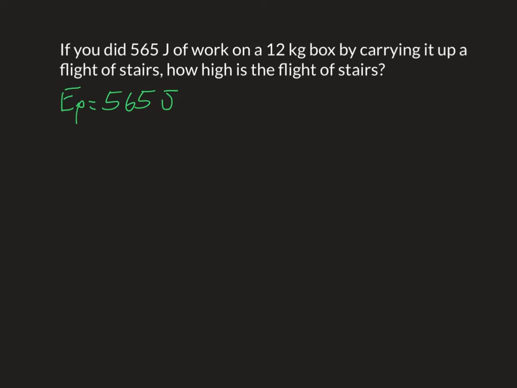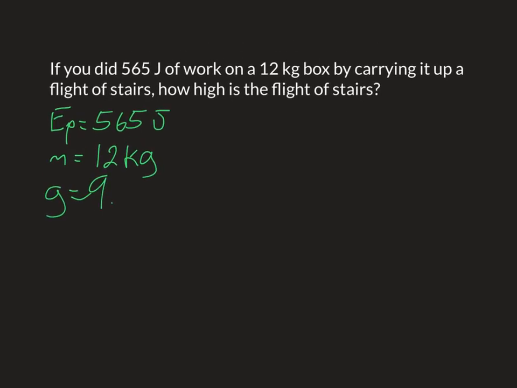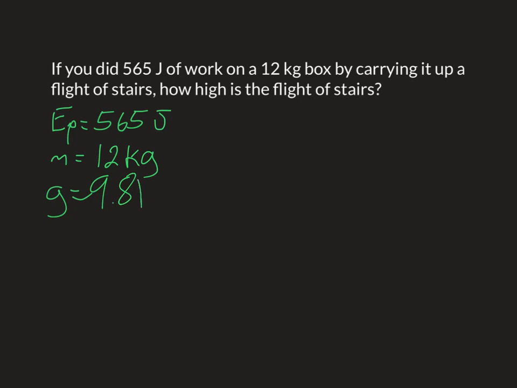All right? So our mass of this object is 12 kilograms. Gravity is always 9.81 meters per second squared, and I don't know my height. All right, so we're going to need to rearrange the formula.